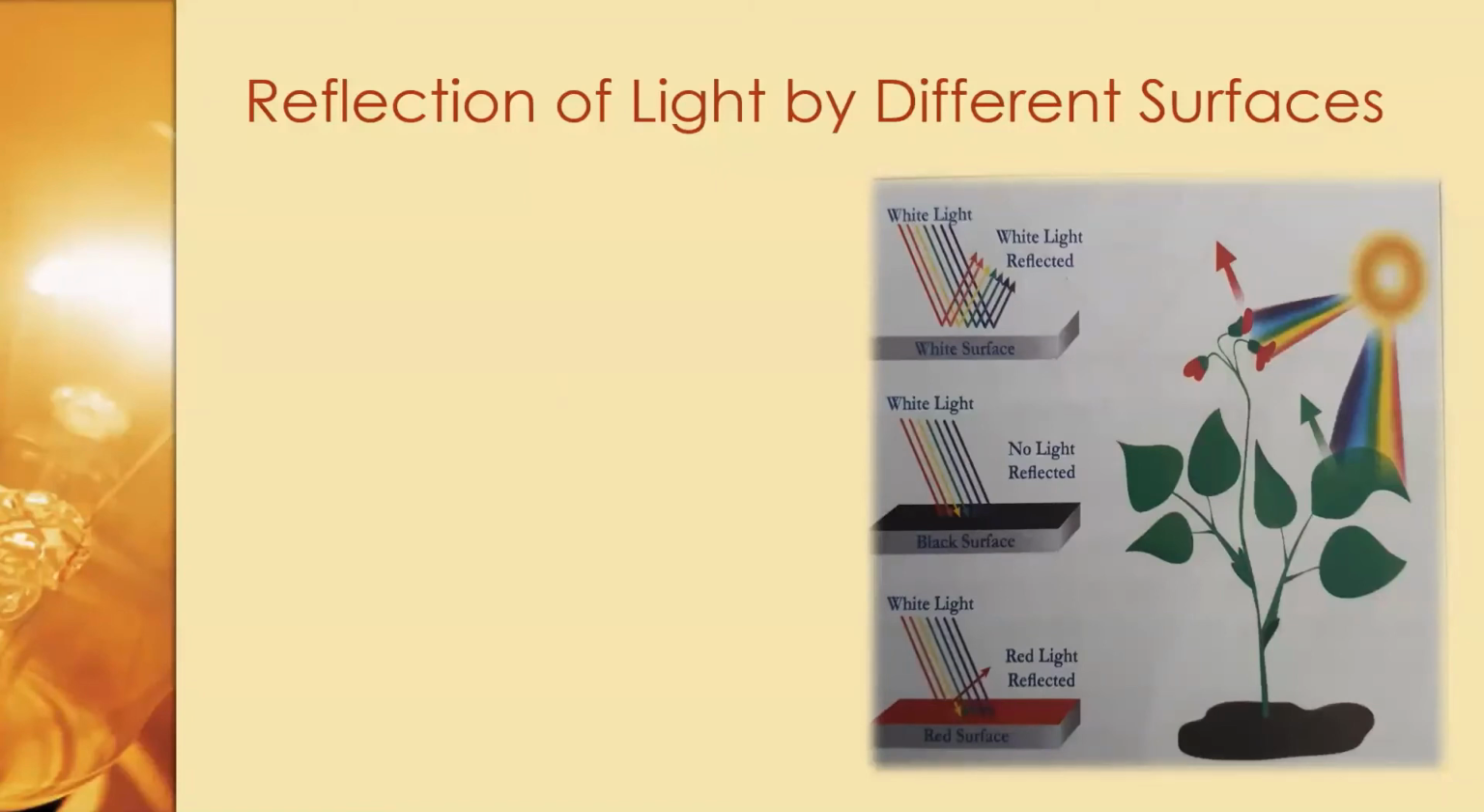Reflection of light by different surfaces. In this picture, you can see three surfaces. We have the white surface, the black surface, and the red surface. And then on the other side is the plant with leaves. We knew already that the sunlight gives white light, which is absorbed by the leaves, and then when we look at it, it gives us the green color reflection.